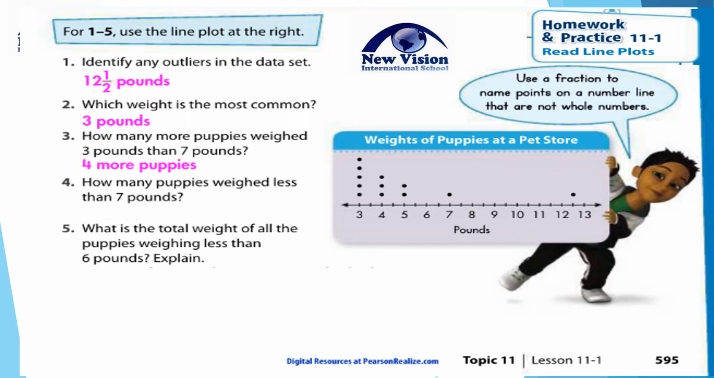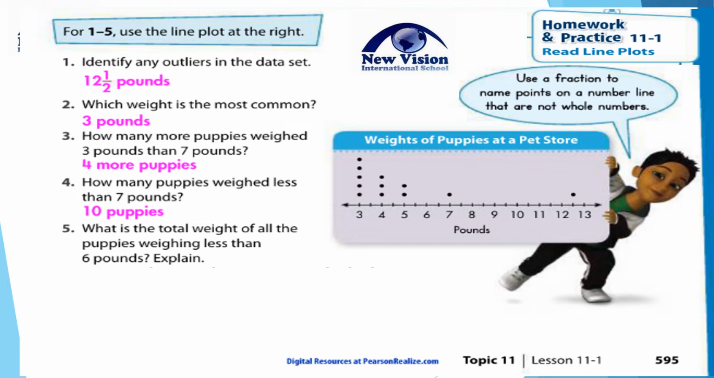Number 4. How many puppies weigh less than 7 pounds? What is your answer? Correct, it's 10 puppies. Since 3, 4, 5, and 6 are less than 7, all you have to do is count all the dots up of the numbers, then get the total.